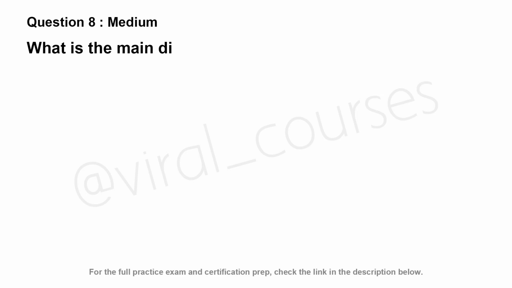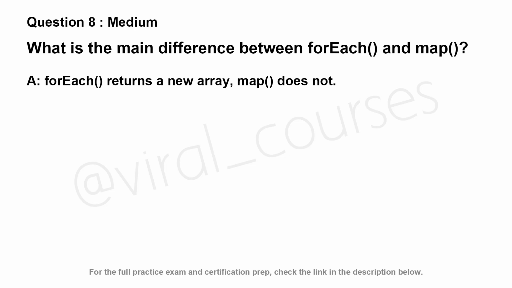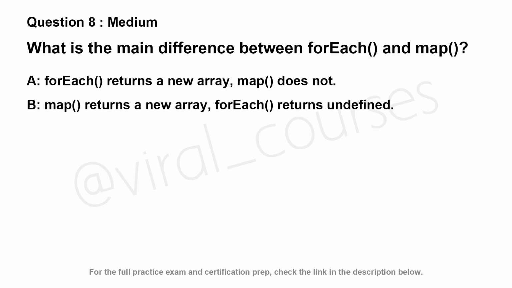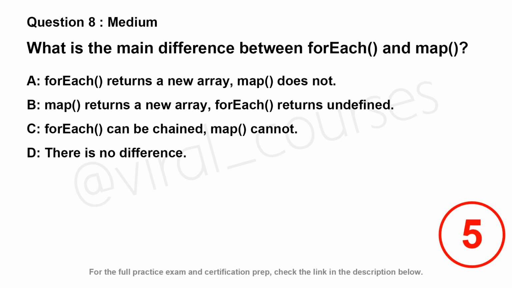What is the main difference between forEach and map? Option A, forEach returns a new array, map does not. Option B, map returns a new array, forEach returns undefined. Option C, forEach can be chained, map cannot. Option D, there is no difference.